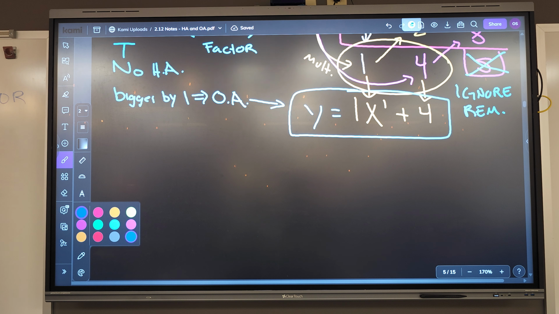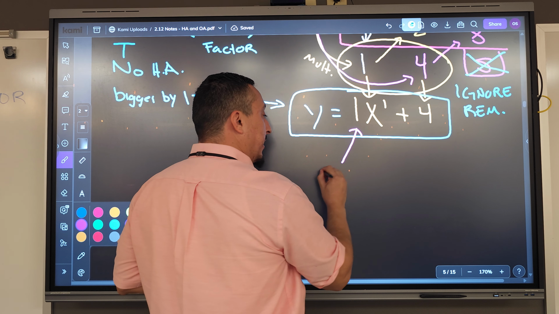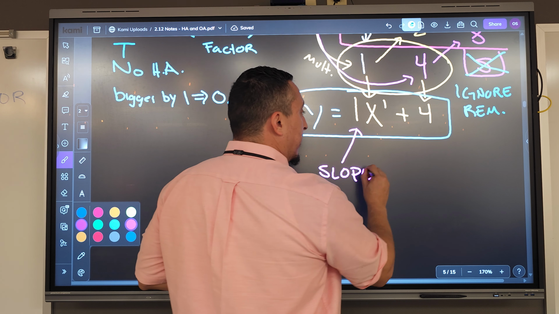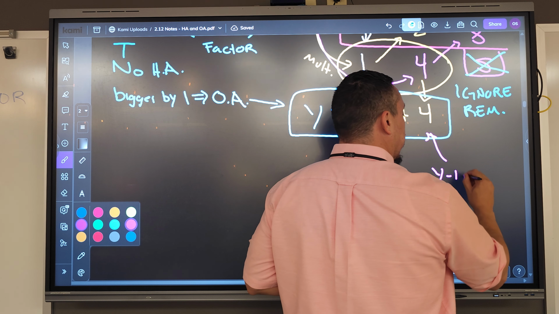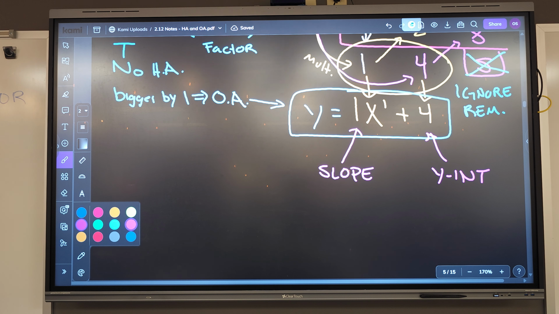Okay. It's easy, but it's not just a number. Okay, it's a diagonal line. So since it's a diagonal line, that's why it has a slope, and that's why it has a y-intercept. Slope-intercept form, back from algebra 1. Okay. It has to have both.